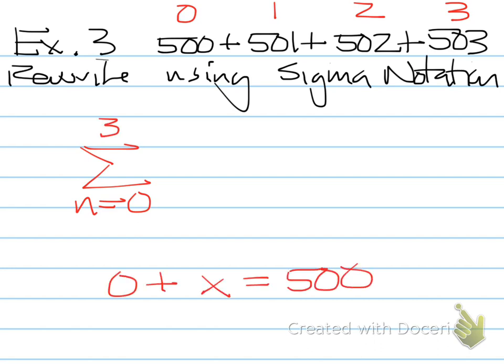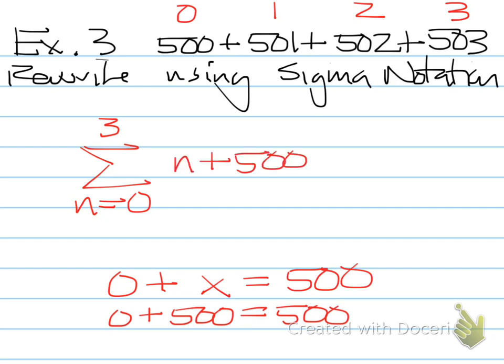And then as far as trying to determine the expression, we already said that our first value of n was 0. So what do we need to add to 0 to get 500, the first term in our sequence? And that would be 500. So we have our expression. So 0, which is the value of n, plus 500. So whenever n equals 1, you have 1 plus 500. When n equals 2, 2 plus 500, and so forth.